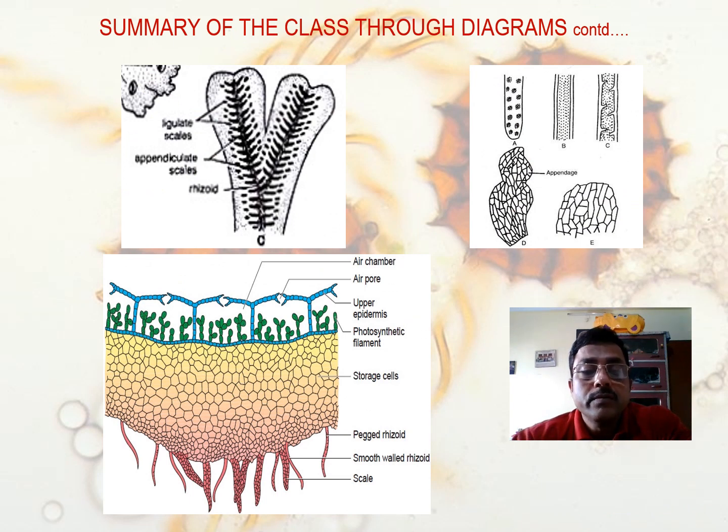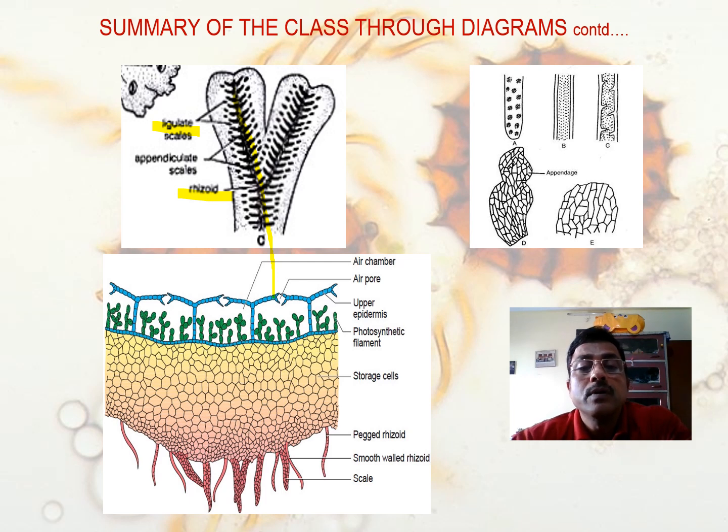This is the ventral view of the thallus. Okay, where we come to see some structures like rhizoids and scales, and also the midrib. Okay, midrib. So midrib is visible from the dorsal view also.